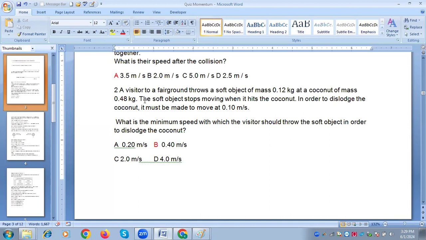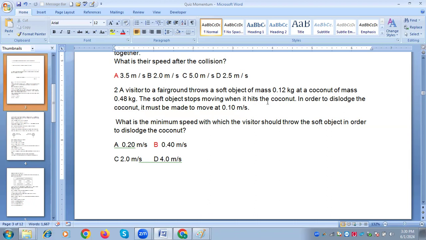So it means in the beginning, momentum of the coconut was 0 because it was stationary. And the visitor throws the soft object, so it had a momentum. And this velocity is not given. The mass of the soft object is given, that is 0.12 kg, but its velocity is not given.